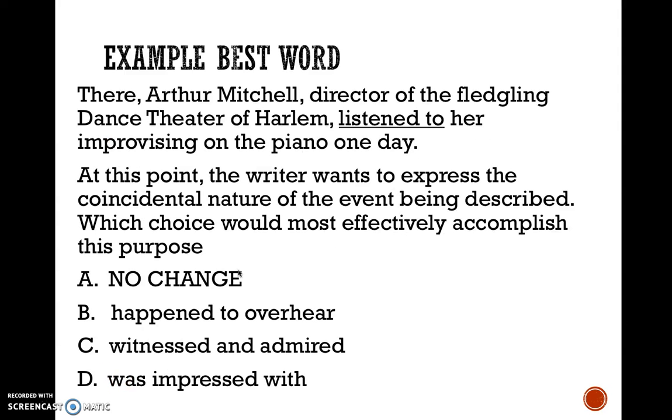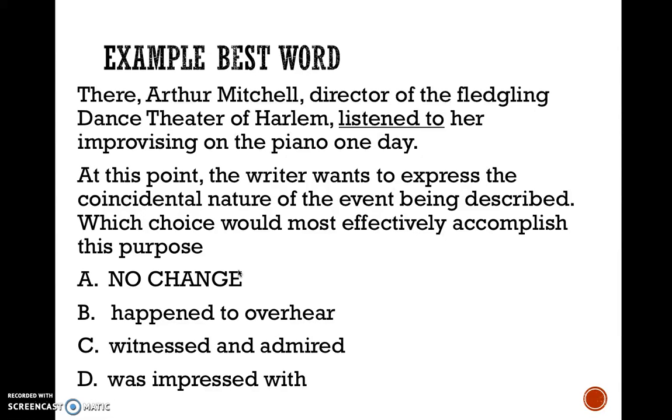Right? Now, best word questions are a lot different. They give you some clues. They give you hints, maybe some extra information. And we want to make sure that we are paying attention to that extra information to build context. So this one reads, there, Arthur Mitchell, director of the fledgling Dance Theater of Harlem, listened to her improvising on the piano one day. So now they give us the extra information. It says, at this point, the writer wants to express the coincidental nature of the event being described. Which choice would most effectively accomplish this purpose?